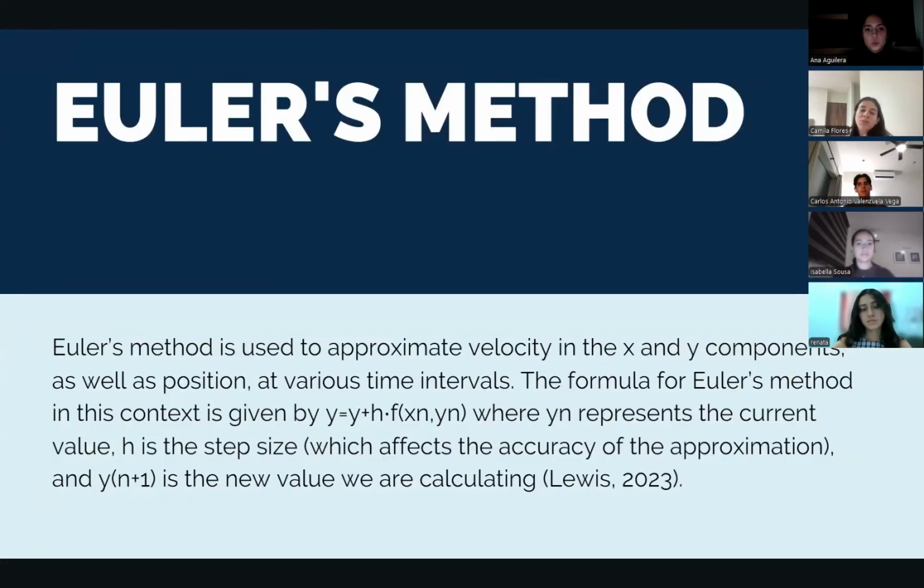Euler's method is used to approximate velocity in the x and y components as well as position at various time intervals. The formula is given by the following formula, where yn represents the current value, h is the step size, which affects the accuracy of approximation, the smaller it is, and yn plus 1 is the new value we're calculating.